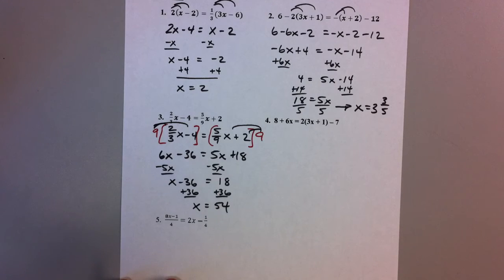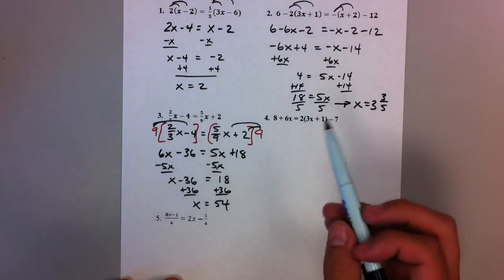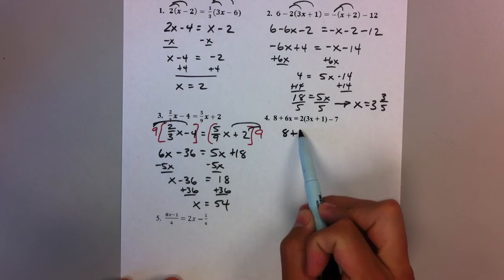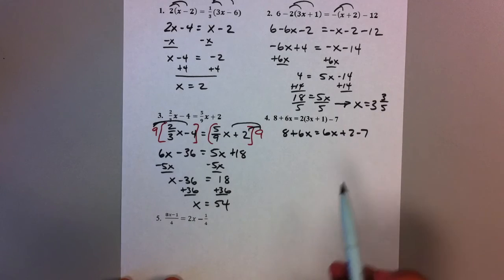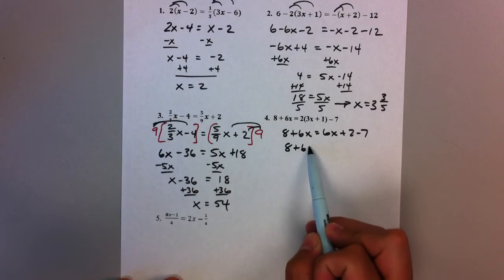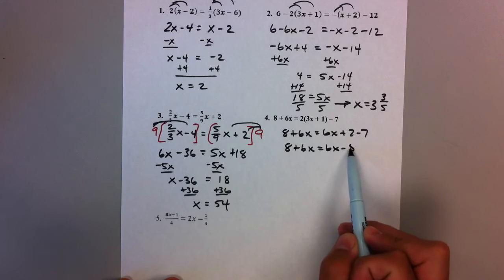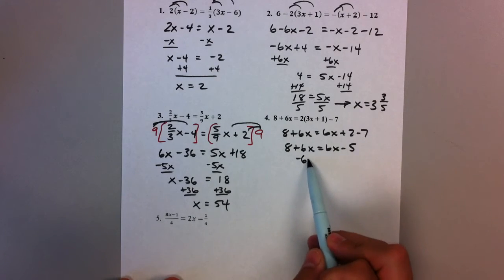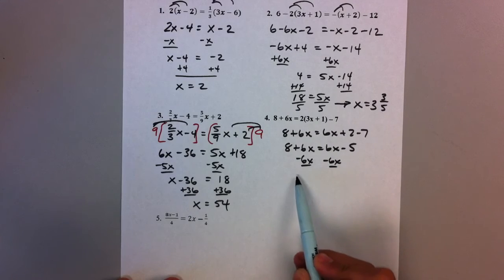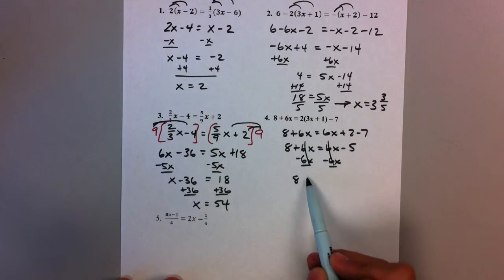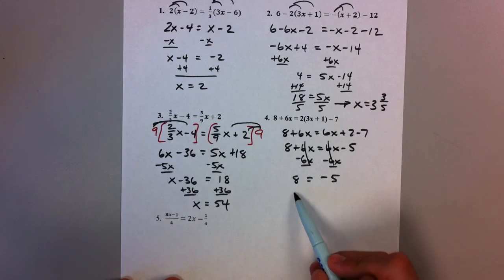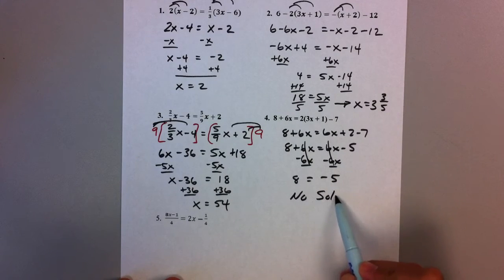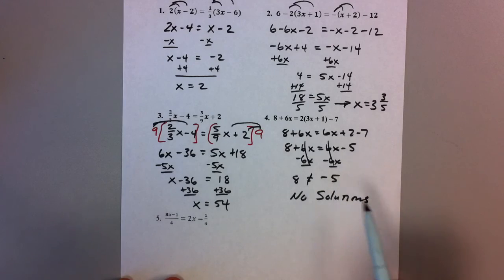Okay, let's move on to the next one. Seems pretty straightforward, so let's do a little distributing. So we get 8 plus 6x equals 6x plus 2 minus 7. Clean that up. And now when I move my variables, you'll see something. My variables actually cancel out on both sides, and I get 8 equals negative 5. And what does that mean? Well, that means this has no solutions, because that's a false statement.